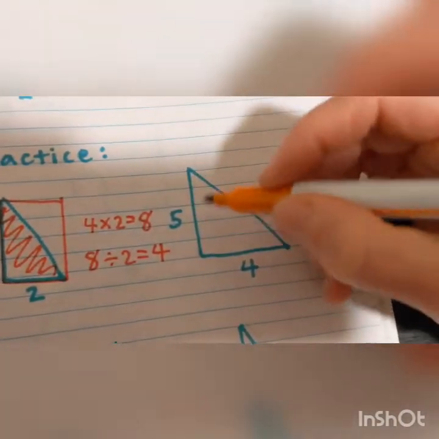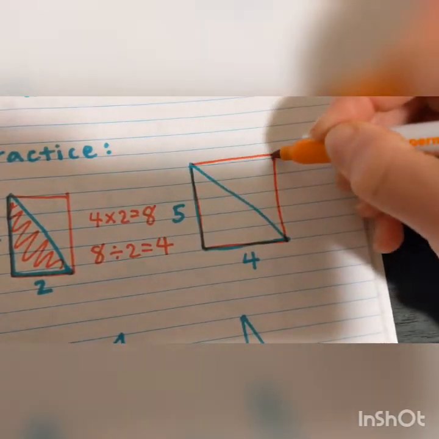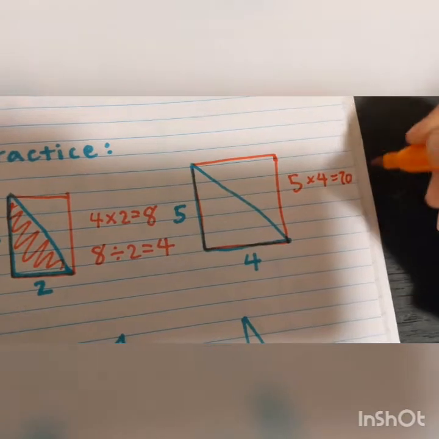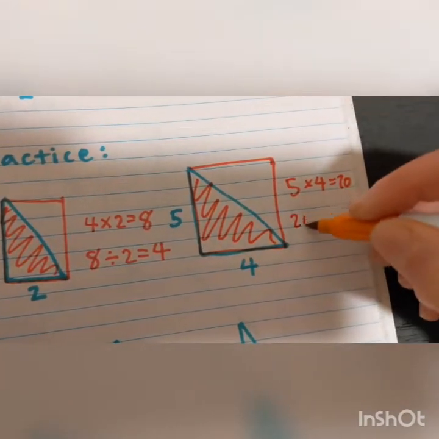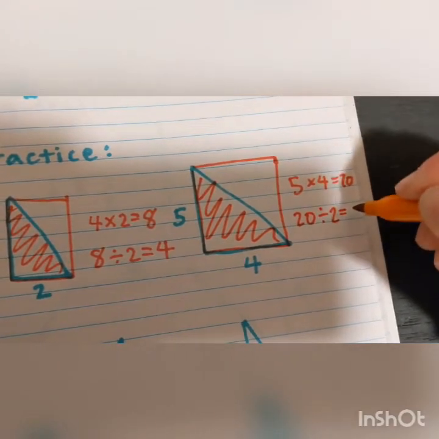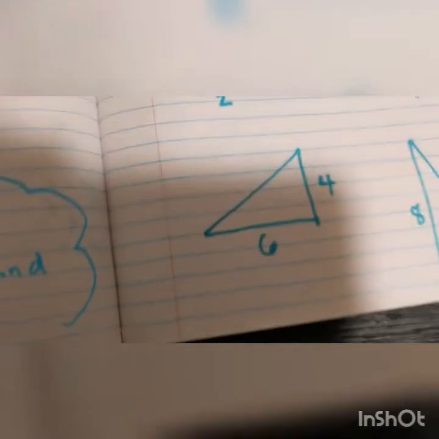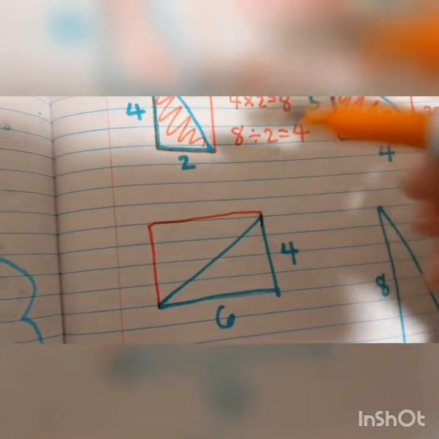The next one, again, I do width times height to get the full area of the rectangle. The triangle is just half of that area. So I do 20 divided by 2, and my area is 10. The next one, rectangle, that's 6 by 4.